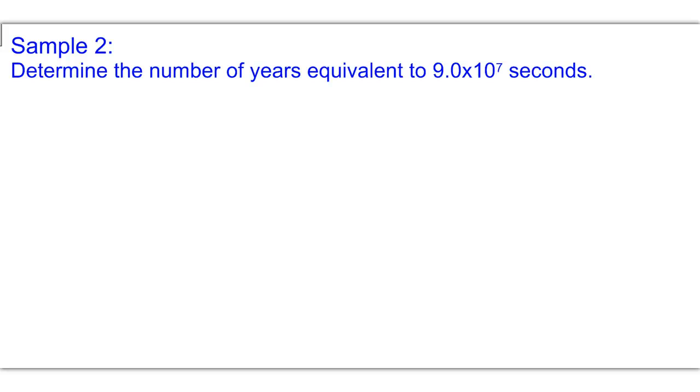Okay, let's try another example. Determine the number of years that's equivalent to 9.0 times 10 to the 7 seconds. So we're given 9.0 times 10 to the 7 seconds, and we're supposed to determine the number of years. So this is considered our given, and this is considered our question mark, what we don't know. So we're going to start off by taking our given, and we're going to put it over 1. So 9.0 times 10 to the 7 seconds, all over 1.